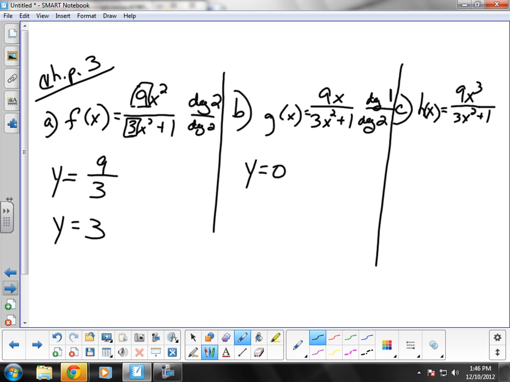Now, what's the degree of the top on the last one? And the degree of the bottom? And which one's the big one? So what happens when the degree of the top is the larger one? No horizontal asymptote. It's just that easy. You just got to remember those rules.